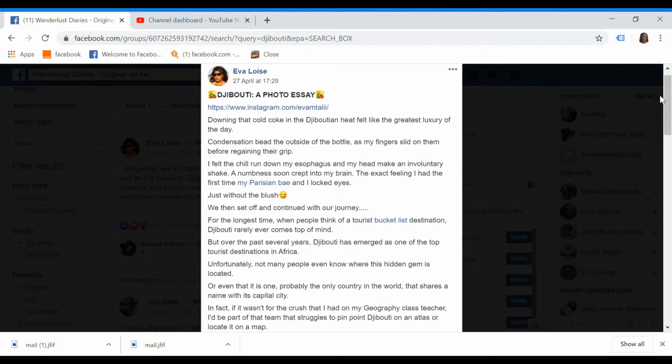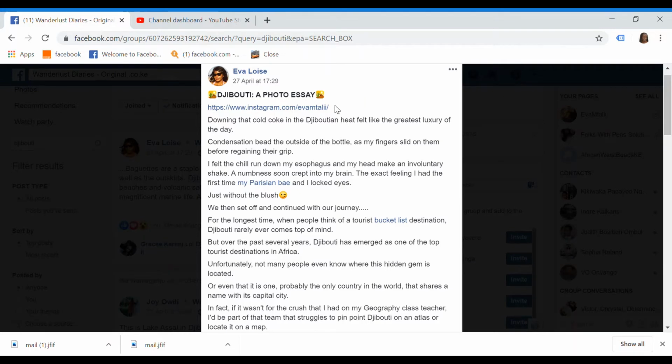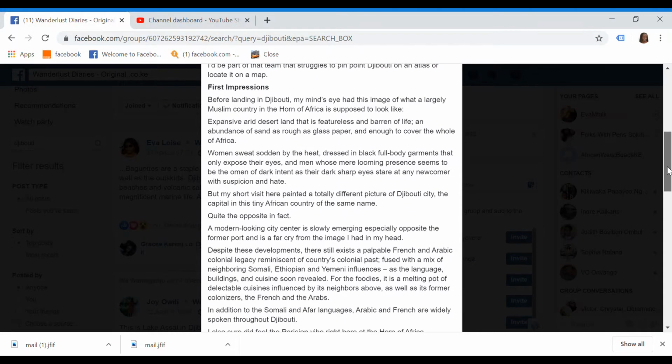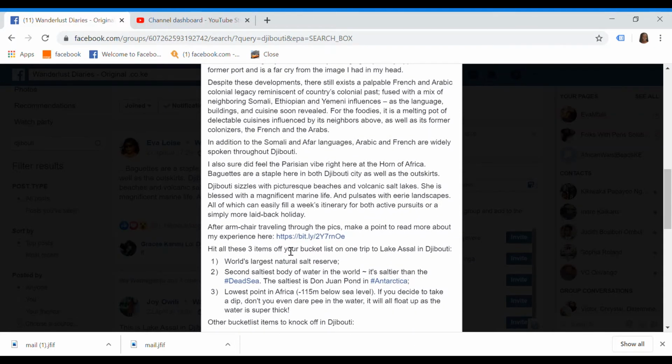in Djibouti, for instance, in this Djibouti photo essay post, I put my picture there. I put the content about Djibouti. I put my Instagram handle at the very beginning of the post. And then after describing my experience, I leave another link here to my website in case somebody wants to read more about my experience in more detail.